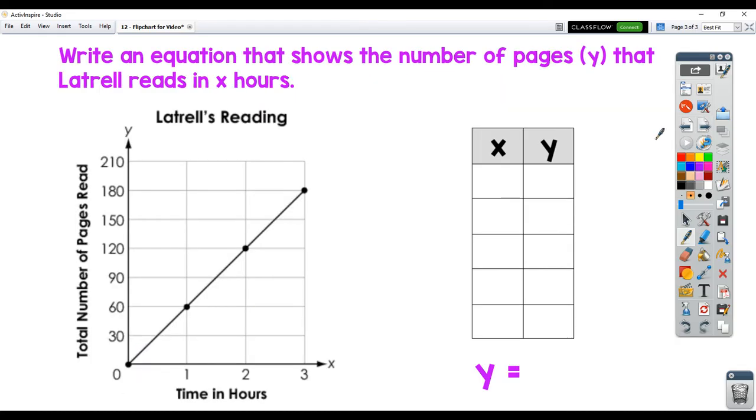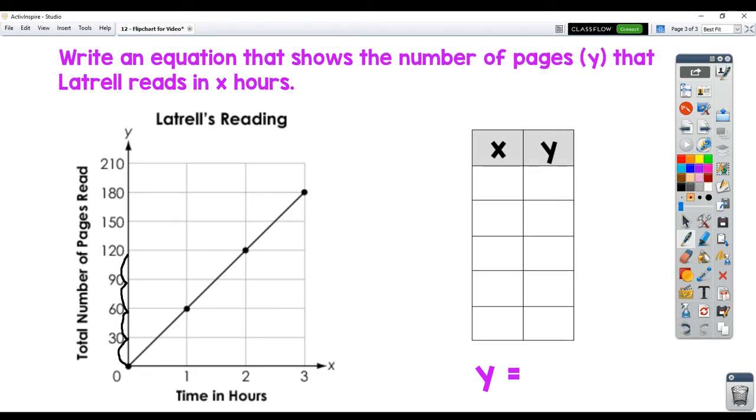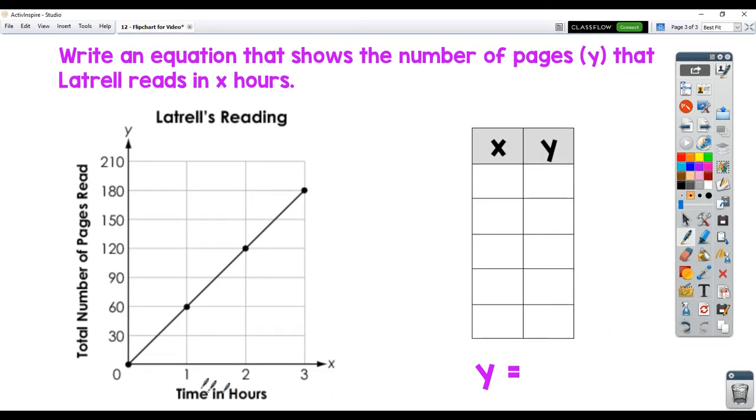Here's our last one. Latrell's reading. He reads for a certain number of hours. There's time again on the x-axis, and he reads a certain number of pages. Notice what's different about this graph. When you go up the y-axis, it's not counting by ones anymore. It's jumping up by how much? What are we increasing by each time here? Well, if you said 30, you're correct. So keep that in mind when we record our values.